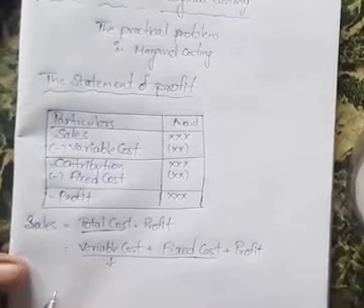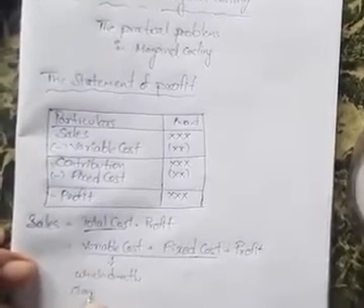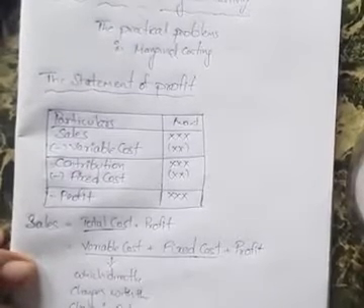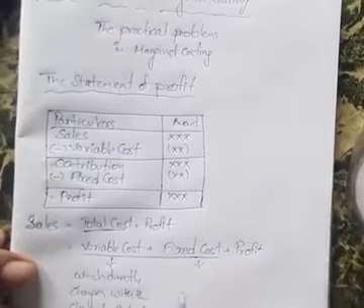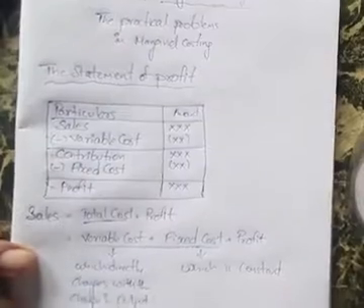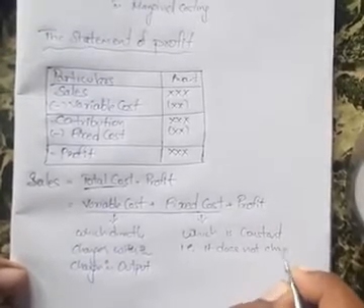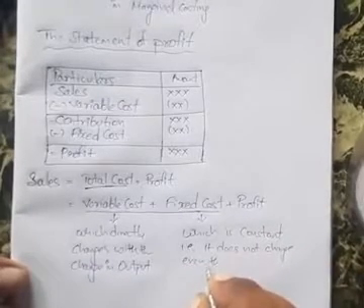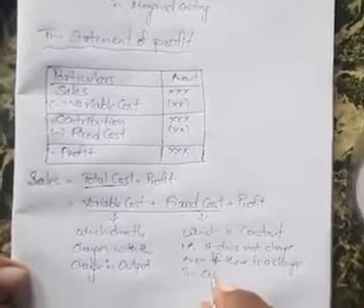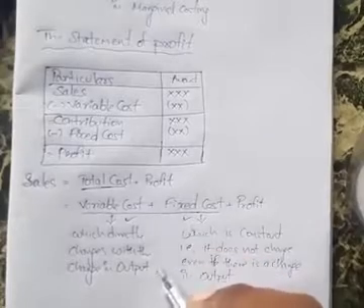What is variable cost? Variable cost is such cost which directly changes with a change in output, whereas fixed cost is a cost which is constant. That means it does not change even if there is a change in output. So this is the basic meaning of variable cost and fixed cost.